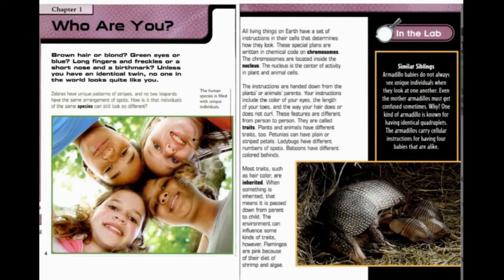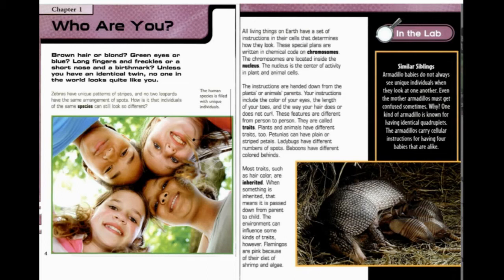All living things on Earth have a set of instructions in their cells that determines how they look. These special plans are written in chemical code on chromosomes. The chromosomes are located inside the nucleus. The nucleus is the center of activity in plant and animal cells. The instructions are handed down from the plant's or animal's parents.